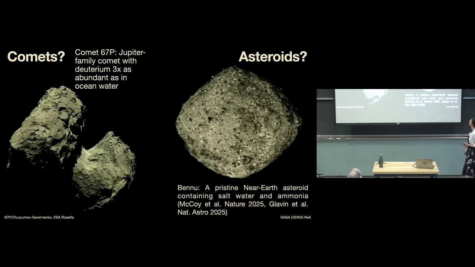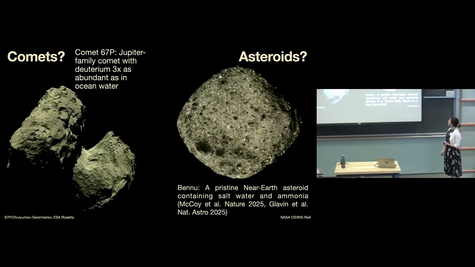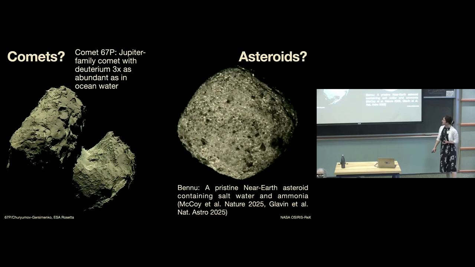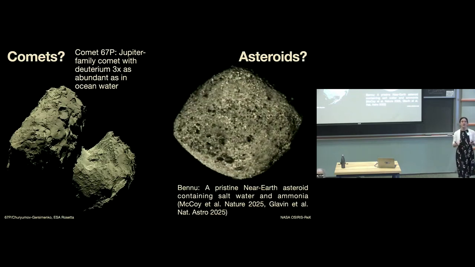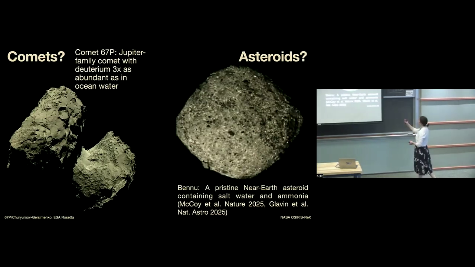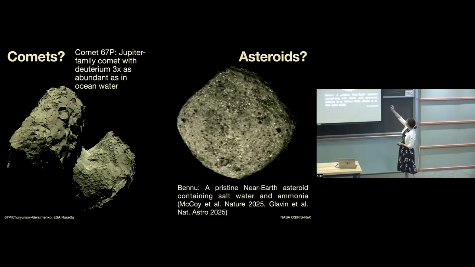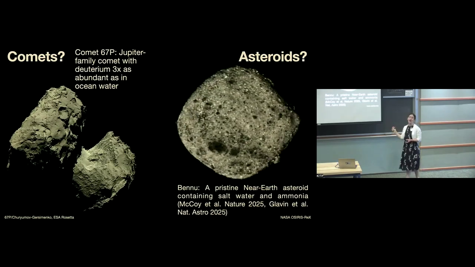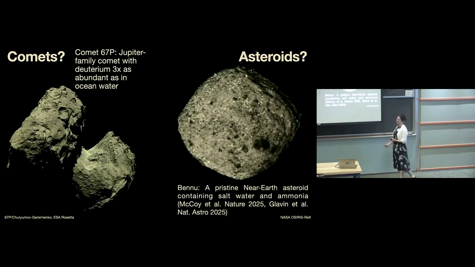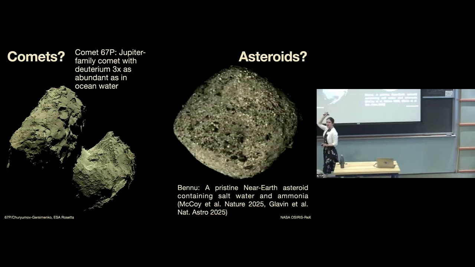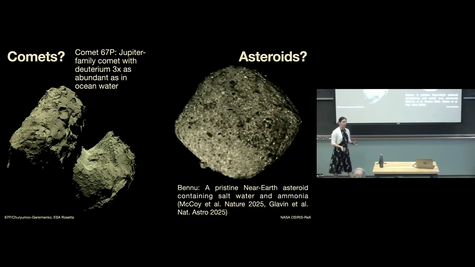Another candidate for delivering water are small asteroids. This is Bennu, a pristine near-Earth asteroid. And based on a sample return that just came back to Earth last year, analysis of material from this asteroid has determined that it contains salt water and ammonia. So that's pretty cool.